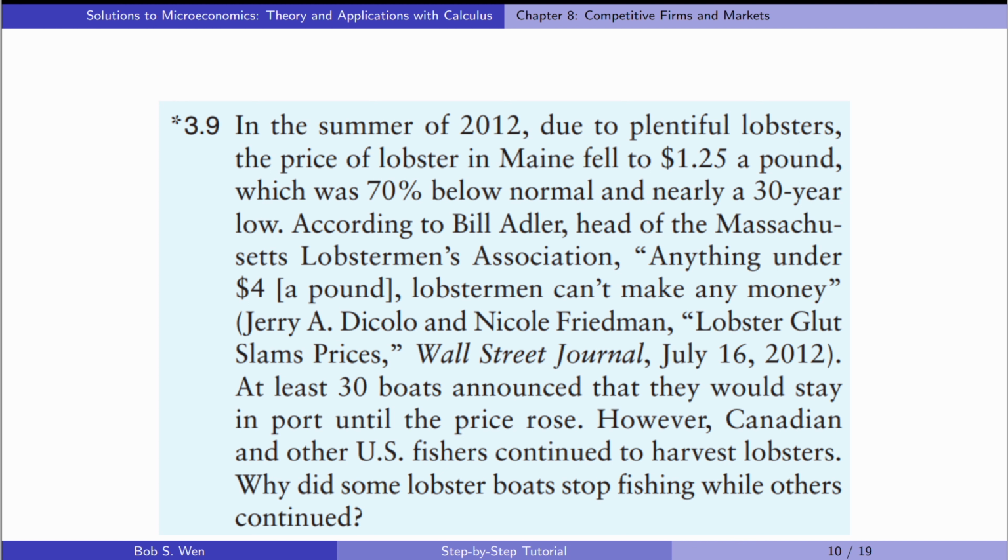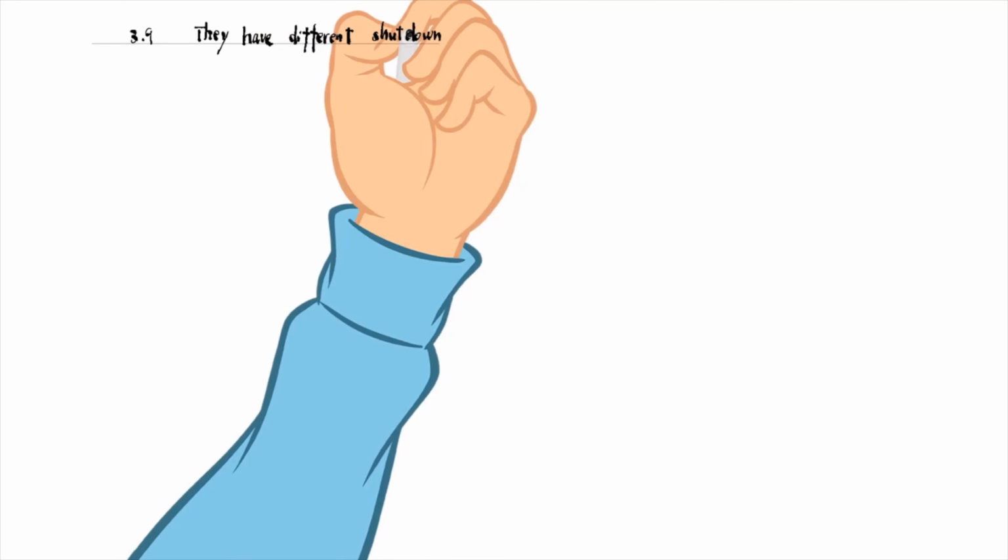However, Canadian and other U.S. fishers continued to harvest lobsters. Why did some lobster boats stop fishing while others continued? They have different shutdown points.